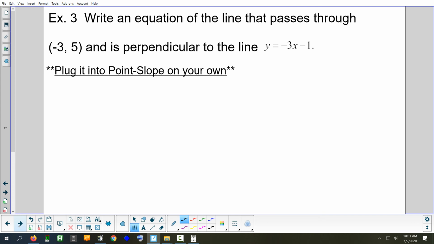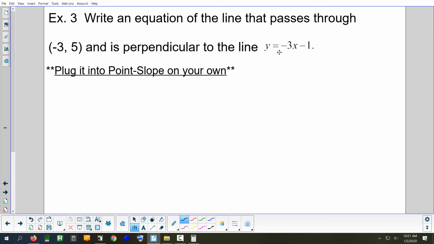So this one, I'm going to give you guys a minute or two to start it on your own. It says, write an equation of the line that passes through the point -3, 5. So that's the point that you're being forced to use. And they want it to be perpendicular to that line, y equals -3x minus 1. See if you can plug that into point slope on your own.